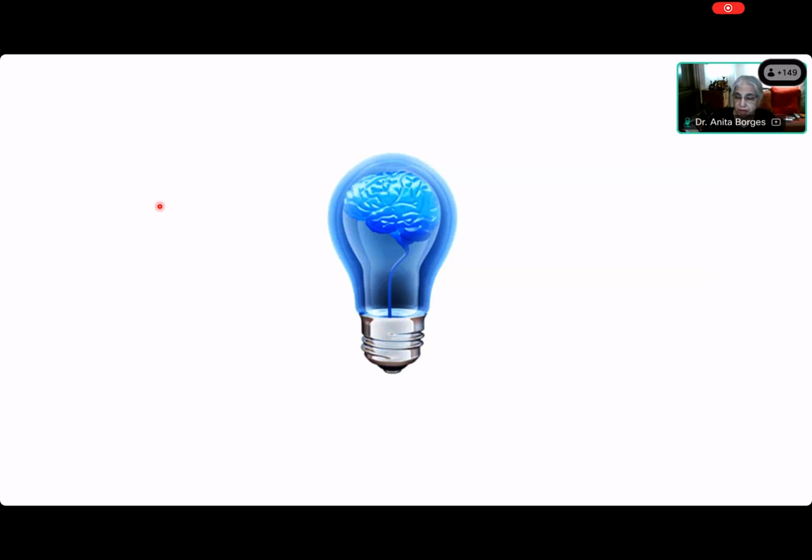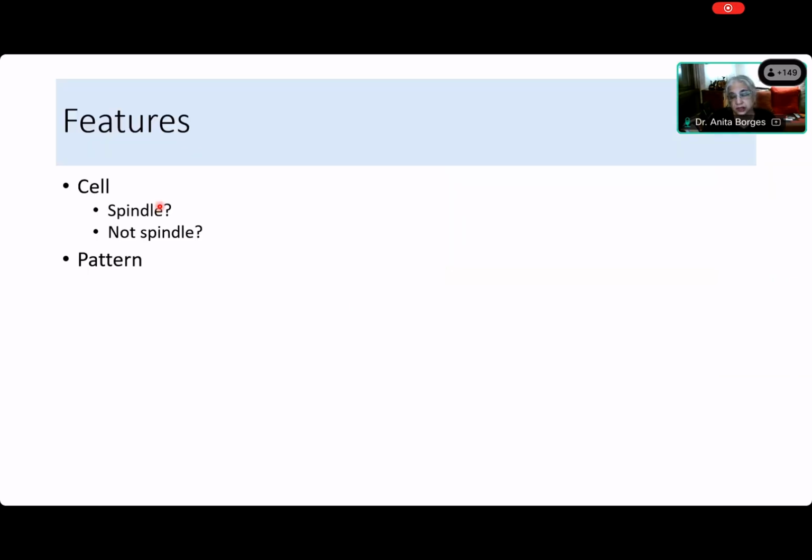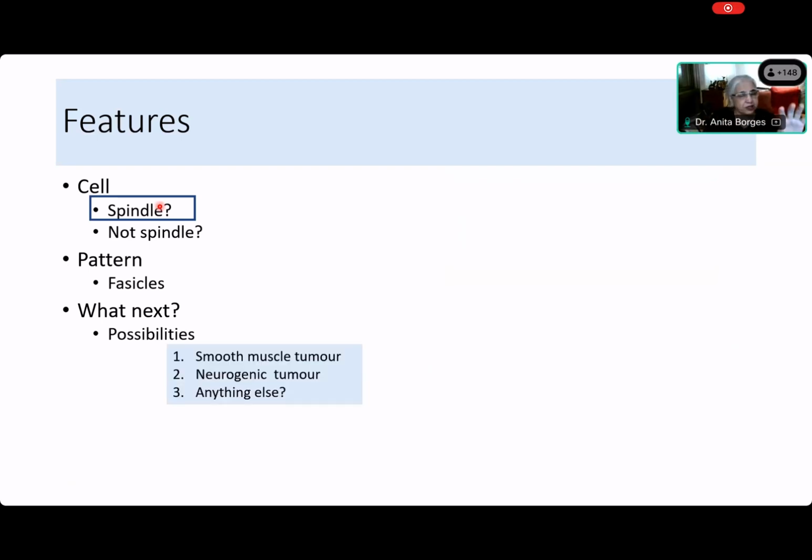So now what is your diagnosis, Chandana? It is spindle cell. What is the pattern? Fascicular pattern. Yes, it is in fascicles. Good. When you see fascicles and it is spindle and you have this history, and you have these very pink eosinophilic cells, what is coming to your mind? You have to think of some possibilities. We even said they are cigar-shaped nuclei. Smooth muscle tumor. Very good. A smooth muscle tumor is the first thing that comes to your mind.